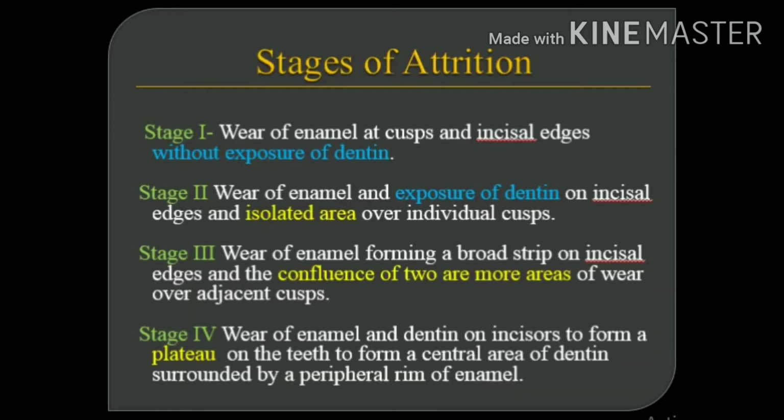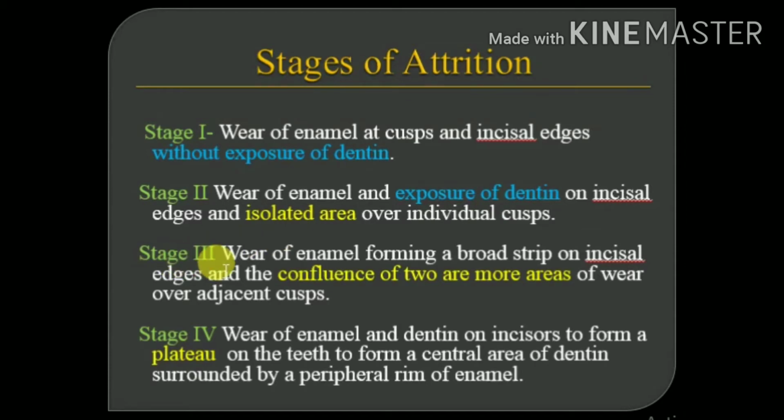Stage 1 is wear of the enamel at the cusps and the incisal edges, but the dentin is still not exposed. Then we have stage 2, where wear of the enamel and exposure of the dentin will take place on the incisal edges, and we can see isolated areas of the individual cusps. It means the whole of the dentin is not visible on the occlusal surfaces. What we get to see are isolated patches where dentin would be visible.